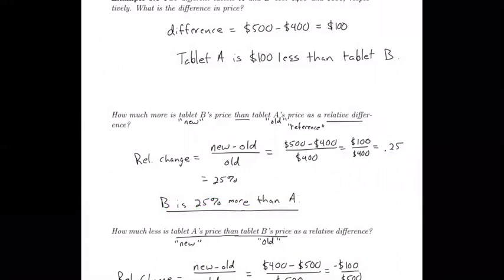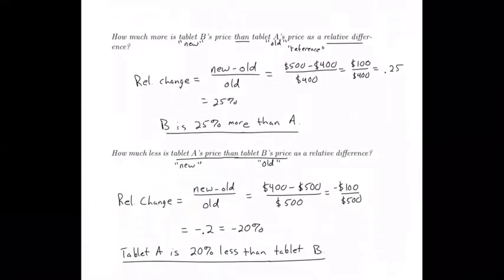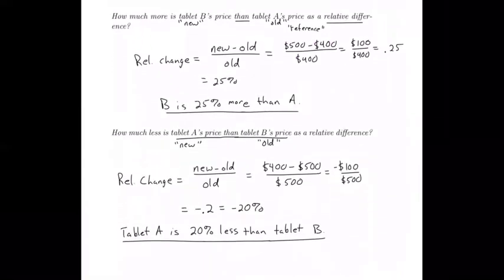Okay. Now, the second question, or the third question rather, the one after this one, is how much less is tablet A's price than tablet B's price as a relative difference? Now, don't make this mistake. Just because B is 25% more than A does not mean that A is 25% less than B. This is one of our first possible mistakes or abuses we can make with a percentage. Okay, let's calculate it exactly and see what the case is.